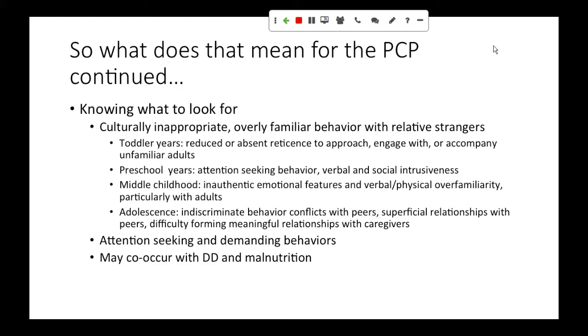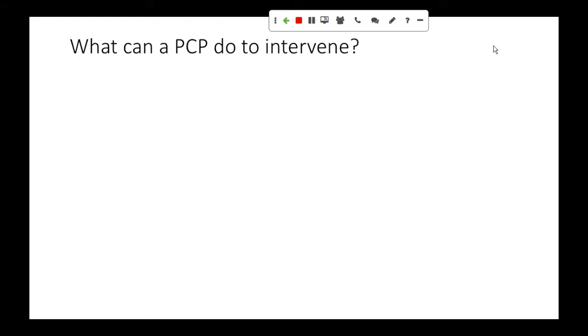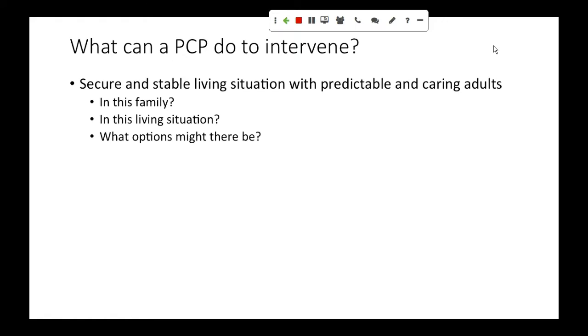Next. So again, very similar. You really have to take a history about the living situation, who's there, and what roles and responsibilities the adults have. Next.